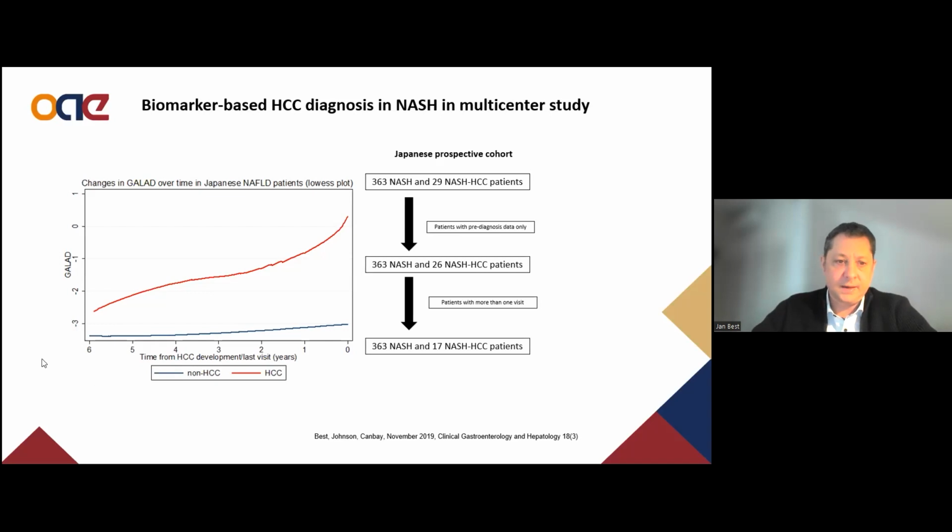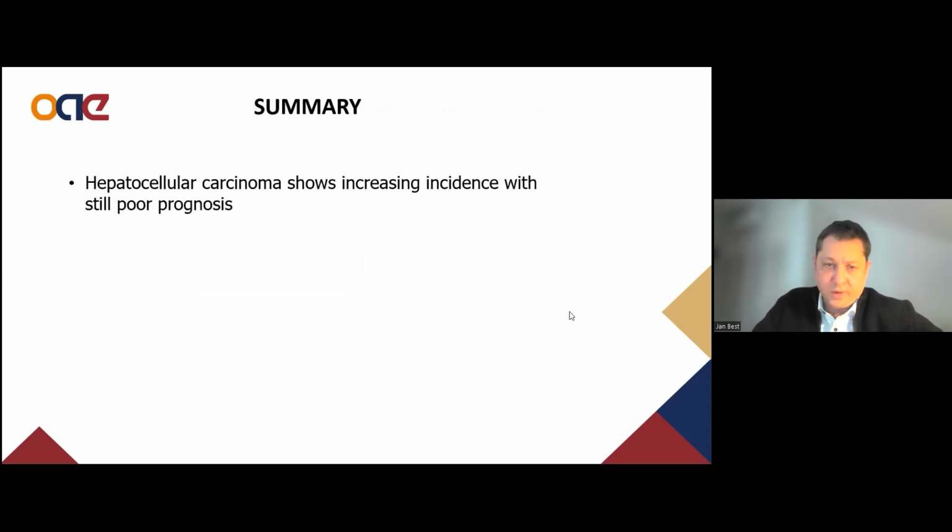And what you can see again here is a time frame of 6 years. At the time point 0, the HCC was detected, and in the non-HCC group, you see that the GALAD score is staying quite stable over the time course. But in the HCC patients, you can clearly see that the score is already significantly increasing in the patient group that is developing HCC. It was a group of 360 NASH patients and 30 NASH HCC patients developing HCC during the screening period.